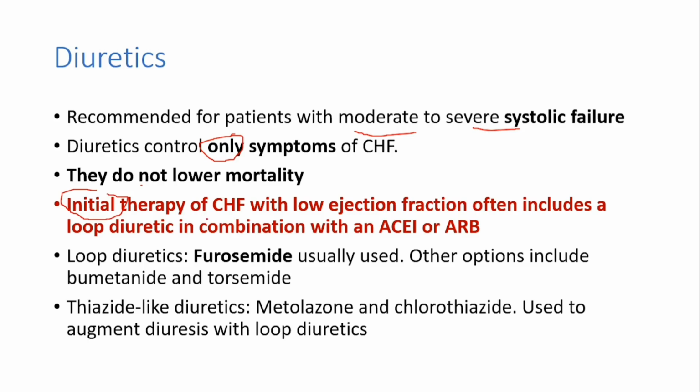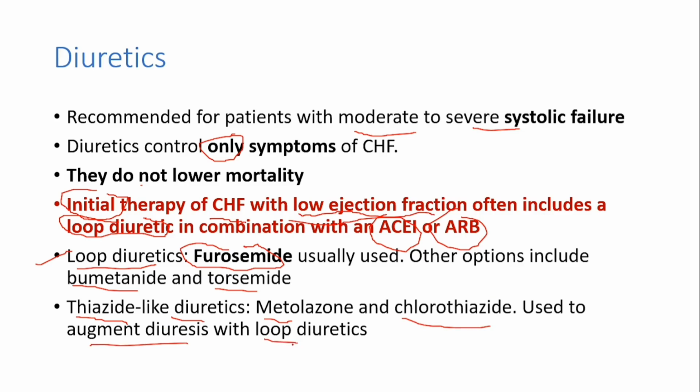Remember this, initial therapy of congestive heart failure with low ejection fraction often includes a loop diuretic. So loop diuretics in combination with ACE inhibitors or ARBs are the initial drug of choice. Now in diuretics, loop diuretics are very important. They are used in congestive heart failure. Most important is furosemide. Others are bumetanide or torsemide. The other diuretics include the thiazide-like diuretics, and the drugs here are metolazone or chlorothiazide. Okay, and they are used to augment diuresis with the loop diuretics.